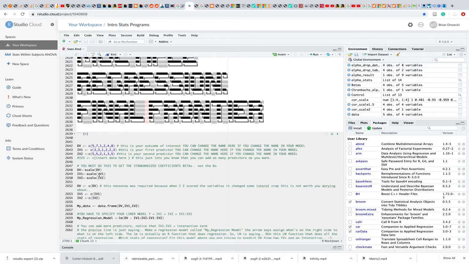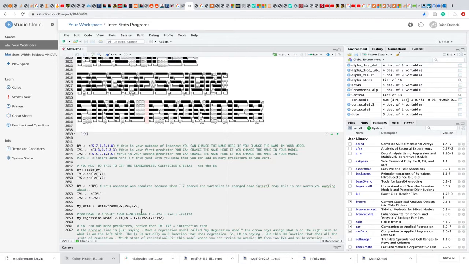And then we do this. This step right here is just a weird nonsense step that we had to do to work with the program. So if you add another independent variable, you have to add scale of IV3. You have to add IV3 equals C IV3. And then you have to say my data equals data frame DV IV1 IV2 comma IV3.